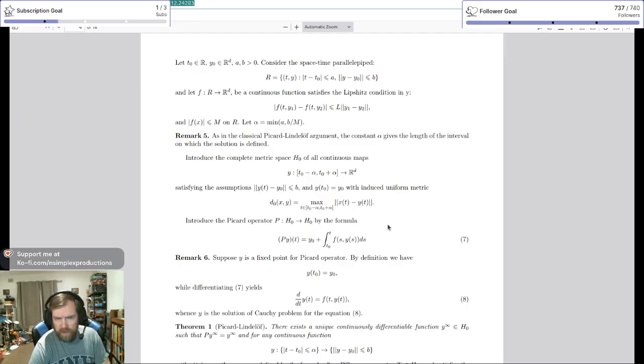Let f be a mapping, a continuous function that satisfies the Lipschitz condition in y. Therefore, the distance between f of t, y1 and f of t, y2 is less than or equal to the Lipschitz constant times the distance between y1 and y2. And the absolute value of f is less than or equal to m. Let alpha be the minimum of a and b over m.